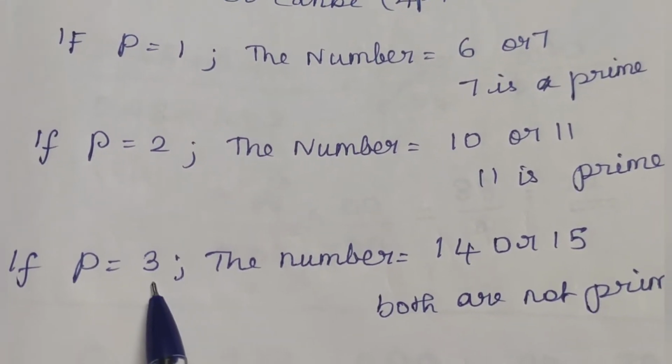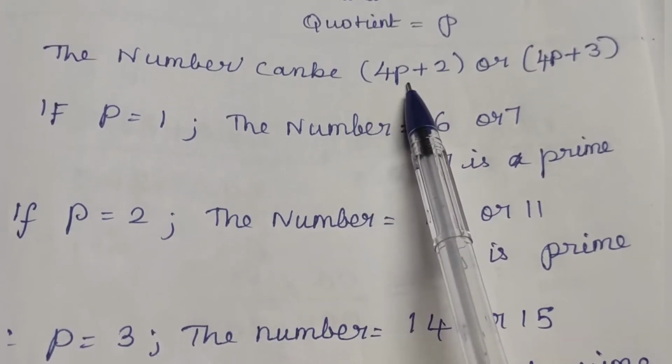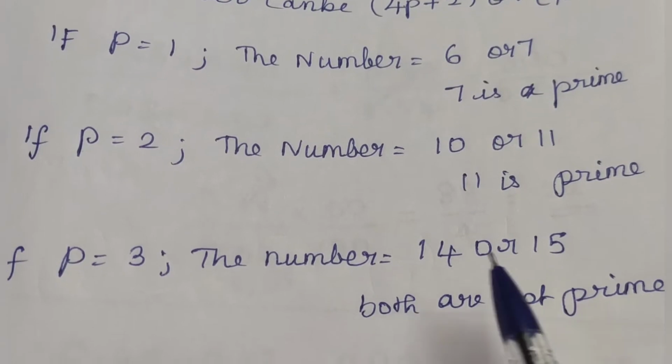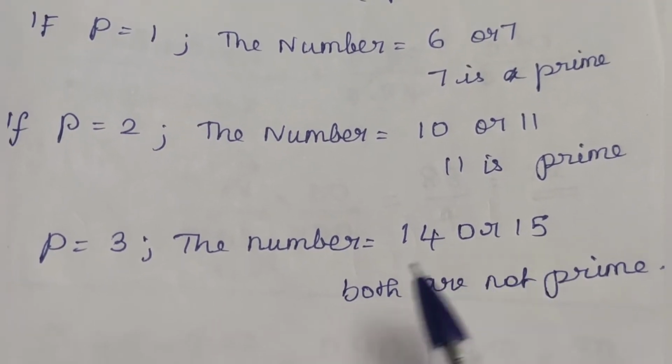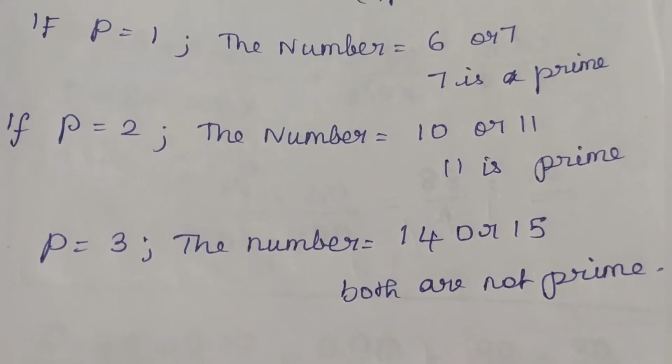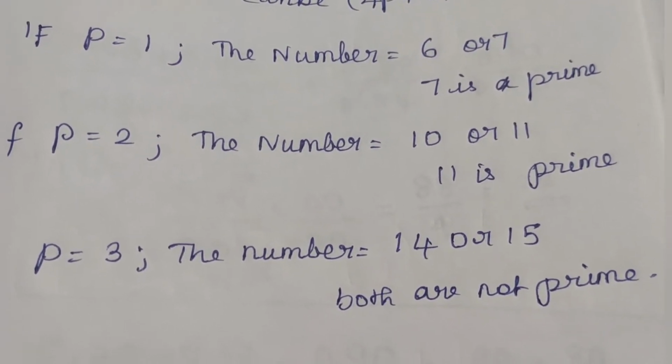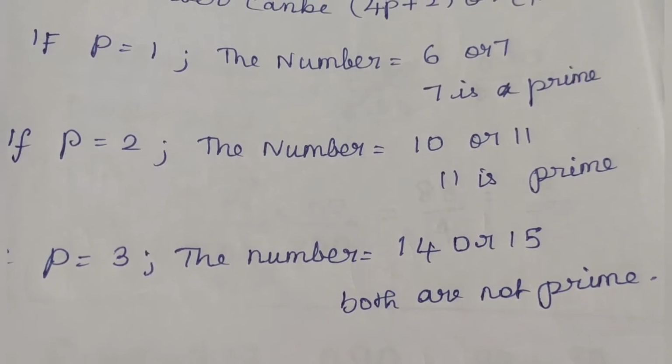Suppose the quotient is 3. The number can be 4 3s are 12, 12 plus 2 is 14, or 4 3s are 12, 12 plus 3 is 15. The number can be 14 or 15. In this case, both are not prime numbers. So in analyzing, the number cannot be a prime number. The number cannot be a square number.